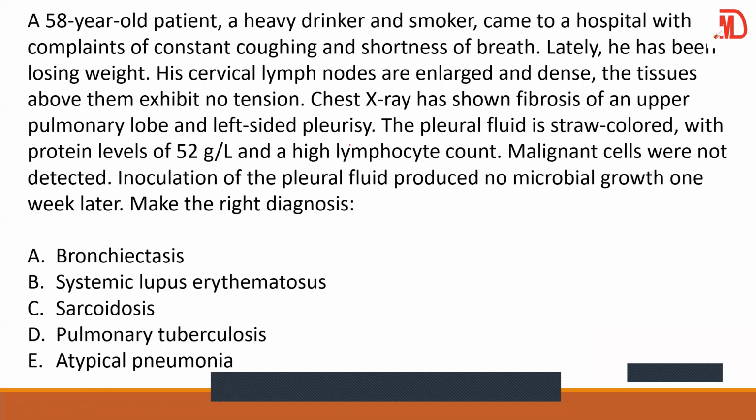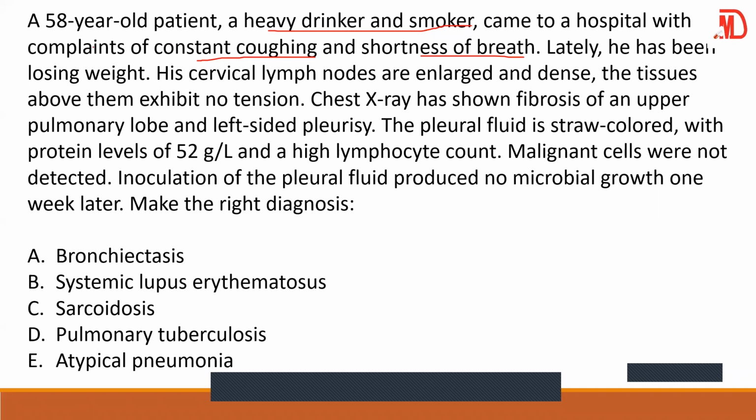So we have a 58-year-old man, a heavy drinker and a smoker. Okay, a drinker and a smoker. What comes to your mind? Now he came to the hospital with complaints of constant, so this is what you need to think, constant coughing and shortness of breath. So again, the respiratory system comes to my mind without any doubt.